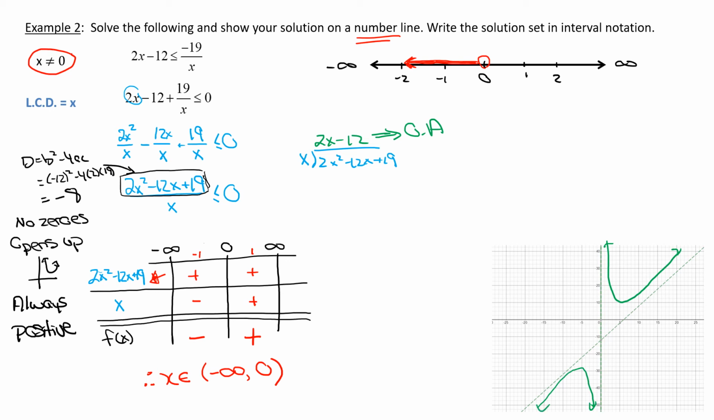You didn't have to graph it, but it helps you to see the answer. The answer that we got was from negative infinity to 0. So this is when our graph is less than or equal to 0. So it's less than or equal to 0 right here.